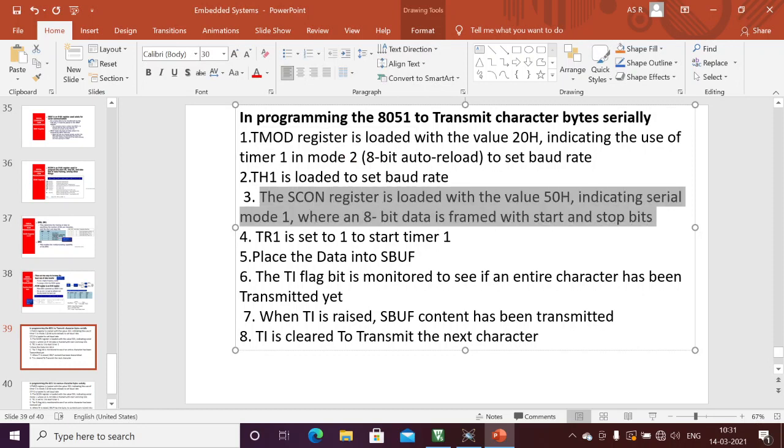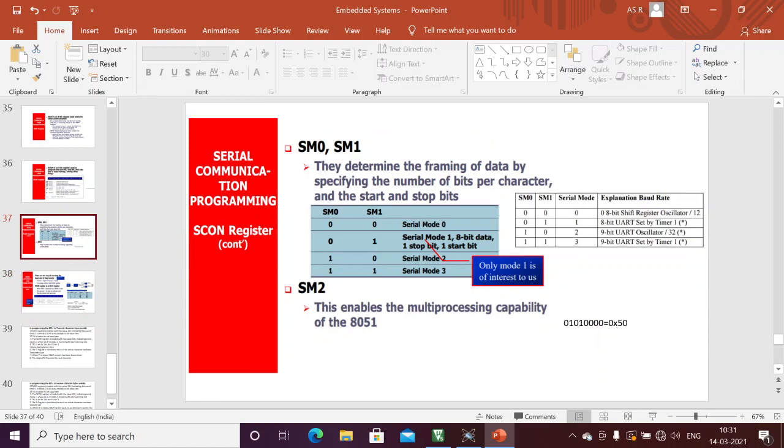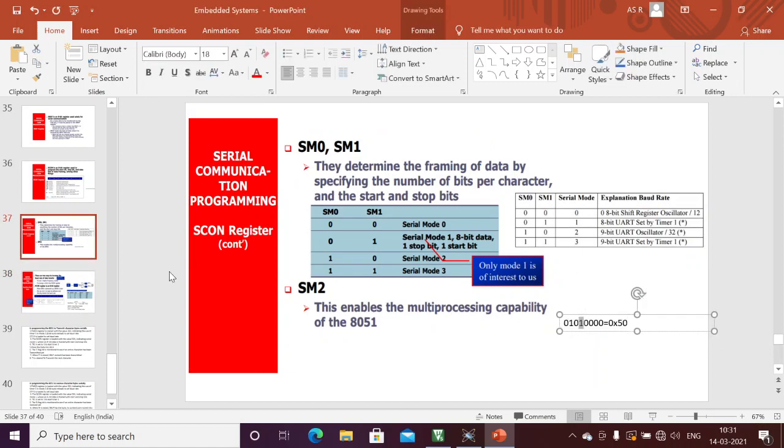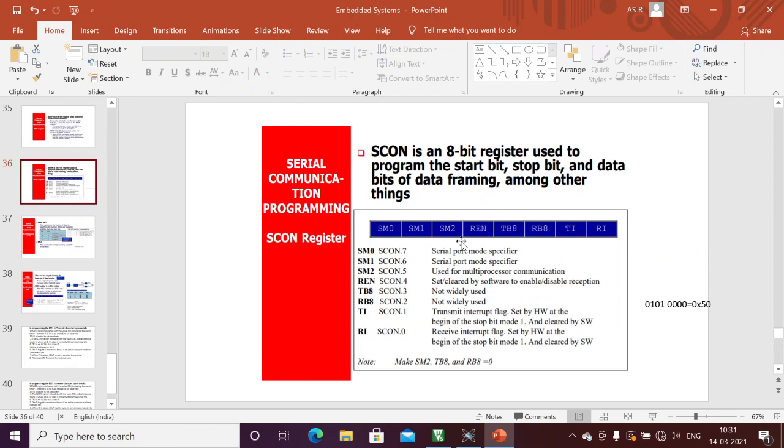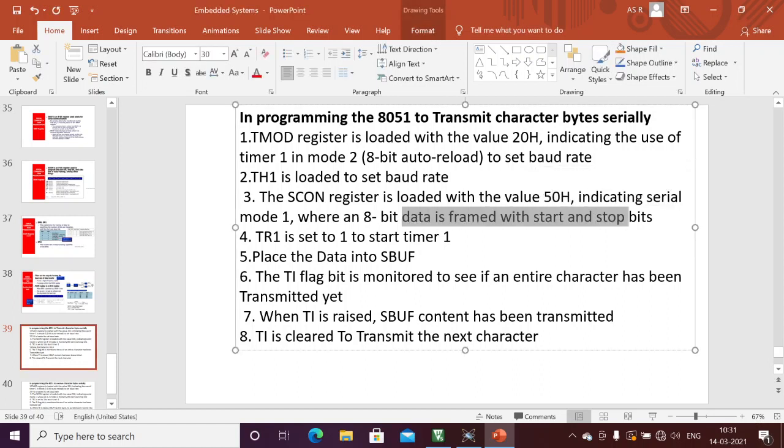Now the SCON register, as we discussed, with 50. Here we have loaded with 50. This is mode 1, and here the REN bit I'm setting to 1. That's why I'm always selecting mode 1, with 8-bit data, one start bit and one stop bit. And we need to start timer 1 using the TR1 bit, place the data into SBUF, and check the TI flag whether it is raised or not. If it is raised, then the content of SBUF is successfully transmitted.